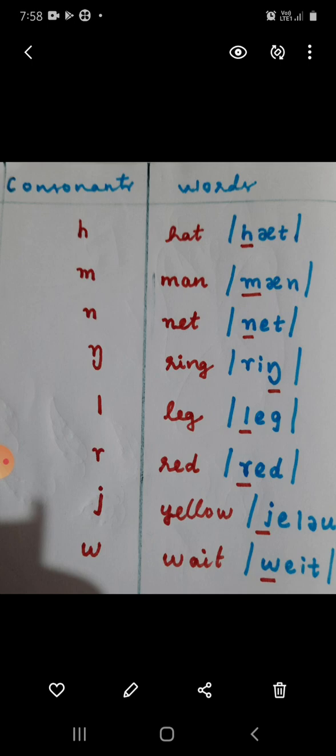H. H as in hand. H as in his. H as in him. Understood? So we are writing small letter, printed, h, and in phonemic symbol it is pronounced as h. H as in hand. The example provided on the screen you can see as hand.